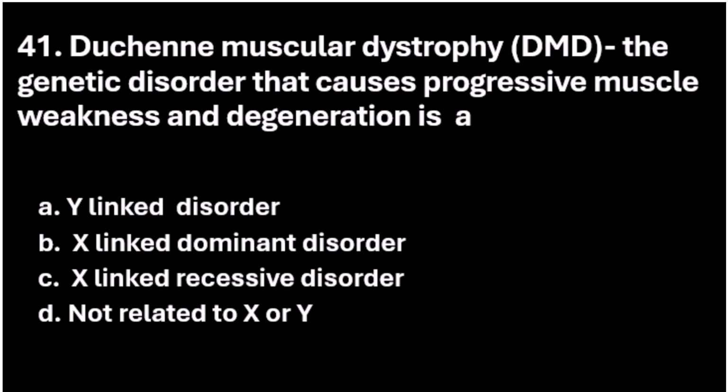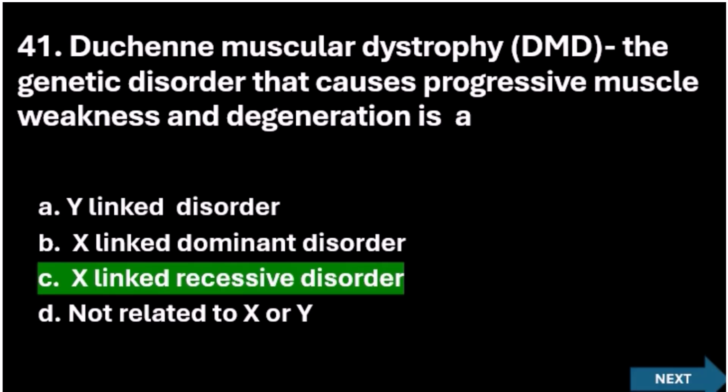Next question. Duchenne muscular dystrophy, DMD, the genetic disorder that causes progressive muscle weakness and degeneration, is: option A, Y-linked disorder; option B, X-linked dominant disorder; option C, X-linked recessive disorder; option D, not related to X or Y. Duchenne muscular dystrophy, DMD, is an X-linked recessive disorder with progressive muscle weakness and degeneration.